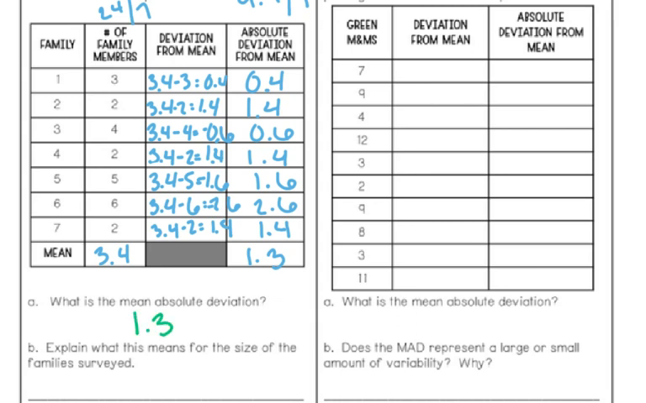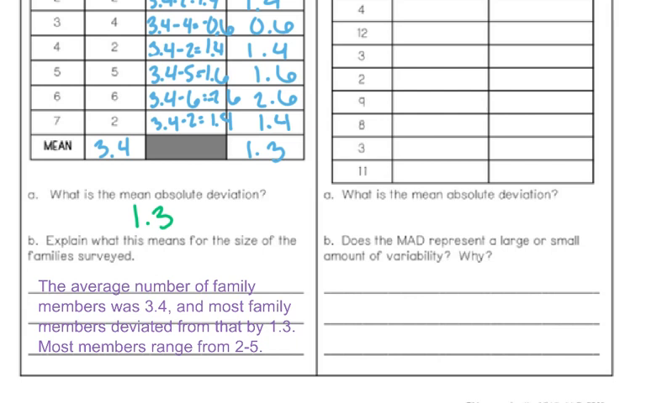Question B says, explain what this means for the size of the families surveyed. So what this means is the average number of family members was 3.4. Remember, average is mean. And that most family members only deviated or strayed away from that by 1.3. Most members in this data range from 2 to 5 members in each family.